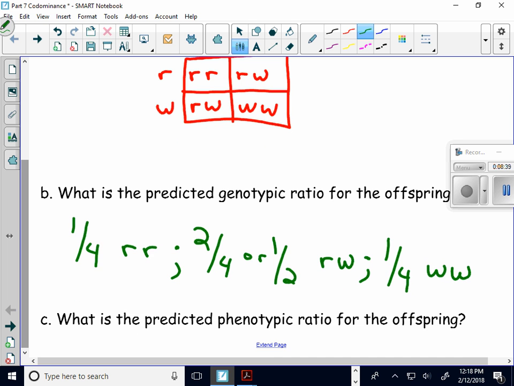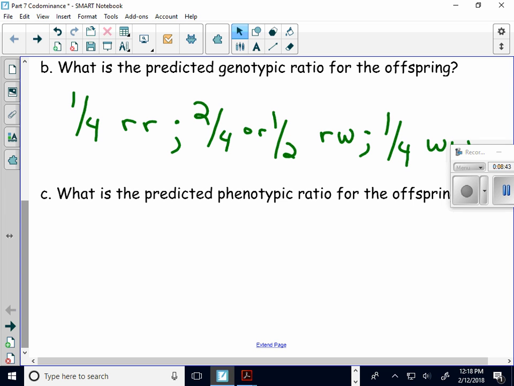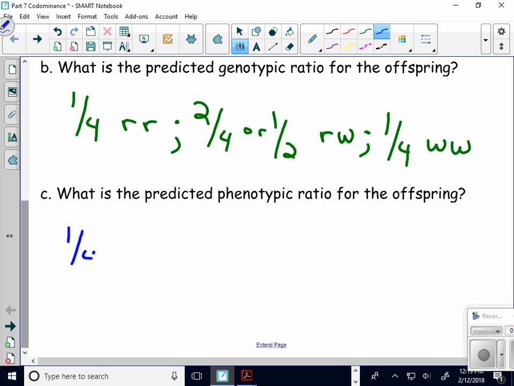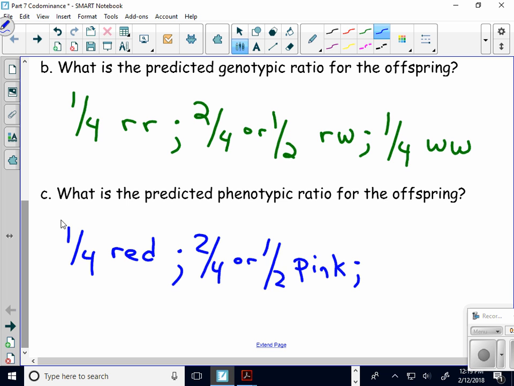My final question down here, I'm going to extend my page a bit to give me a little bit more room. My final question states, what is the predicted phenotypic ratio for the offspring? Well, I can just look at my genotypic ratio and fill that out, because I know that 1/4 are going to be red. Remember, my phenotypic is the appearance, the actual physical appearance. So 1/4 are red, 2/4 or 1/2 are pink, because that is what lowercase r, lowercase w is. And finally, 1/4 are white.